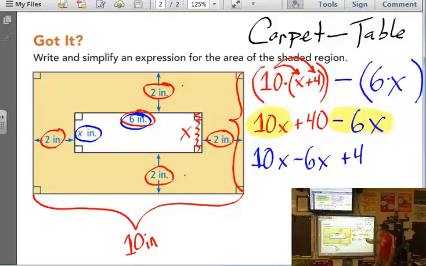add negative 6x. All I did was the commutative property, by the way. I just moved it to clean it up. And that is 4x plus 40. And that's your dimensions of something. So now, if we figure out how wide the table is, I can figure out the area of the shaded region. There you go.